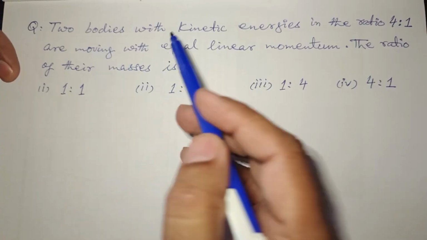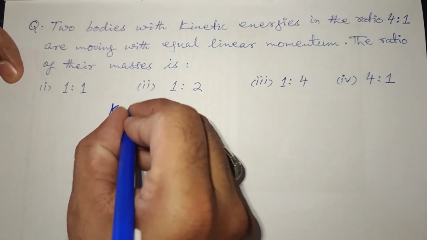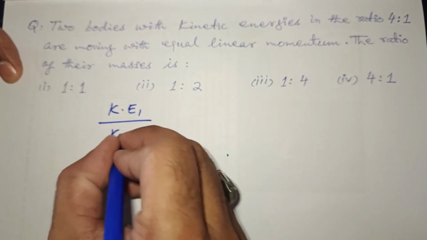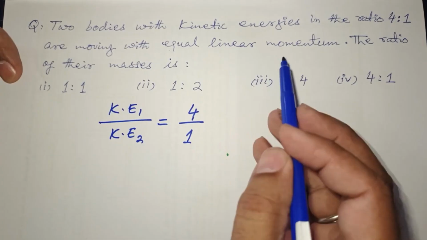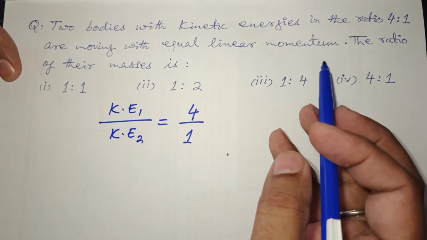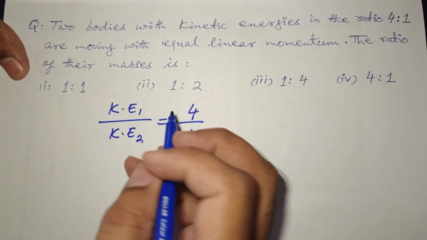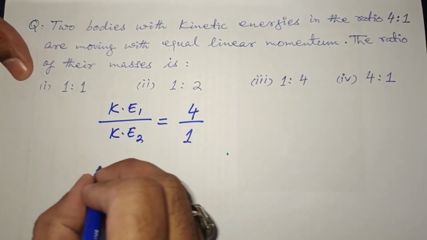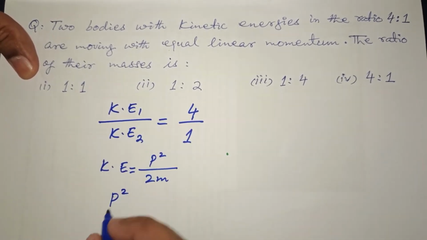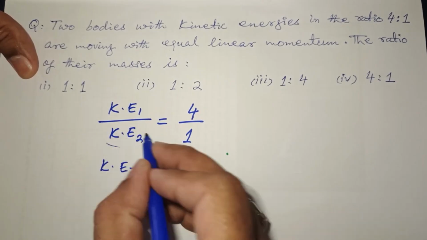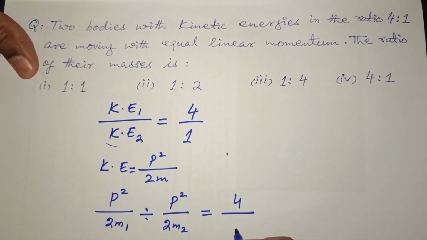Two bodies with kinetic energies in the ratio 4:1. So the kinetic energy of the first body is KE1, the second body has KE2, the ratio is 4:1, and they are moving with equal linear momentum. Their linear momentums are equal. The ratio of their masses is? Kinetic energy is related to the momentum with the formula KE equals P squared over 2m. So P squared over 2m1 divided by P squared over 2m2, and this is 4:1.